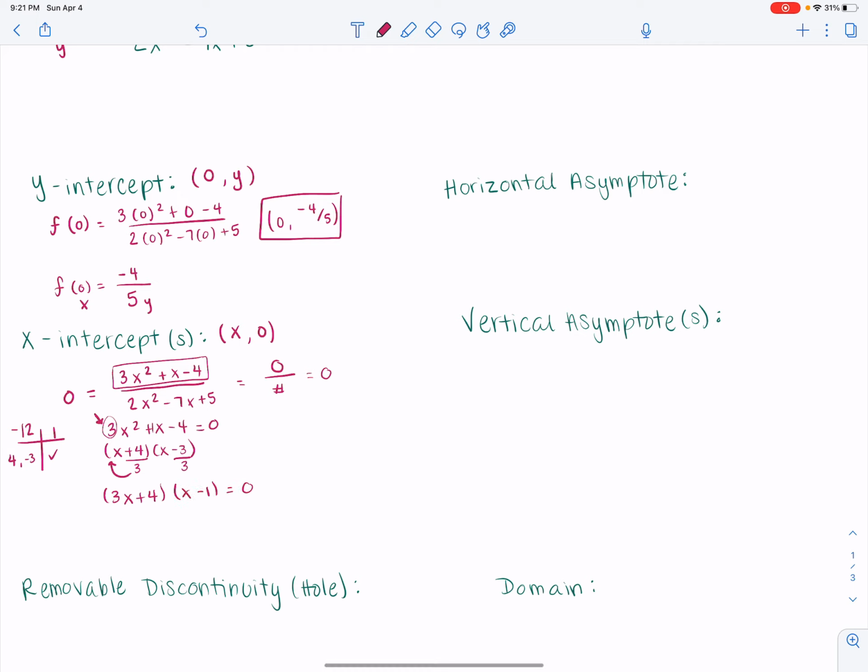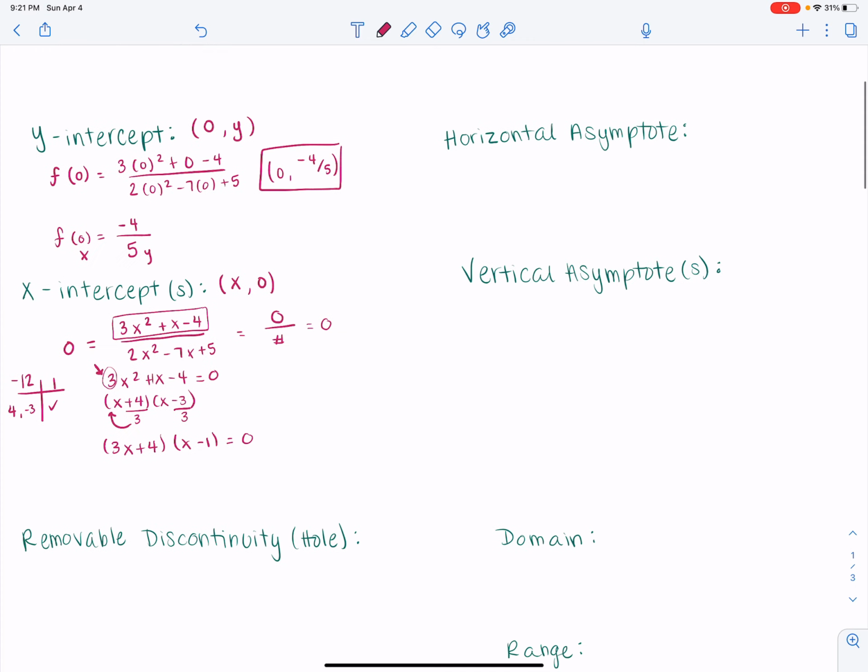I need to figure out when those would be 0. So I'm going to solve 3x plus 4 equals 0 and x minus 1 equals 0. So minus 4, 3x equals negative 4, divided by 3. So x equals negative 4/3, or x equals 1.